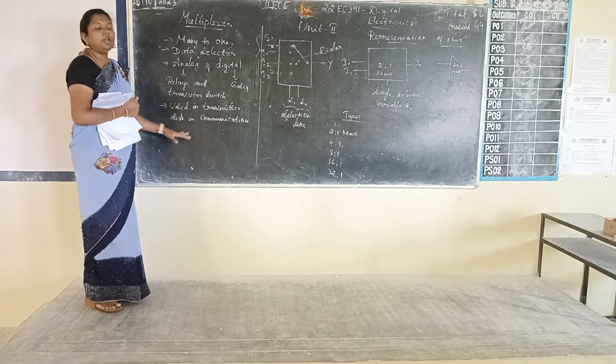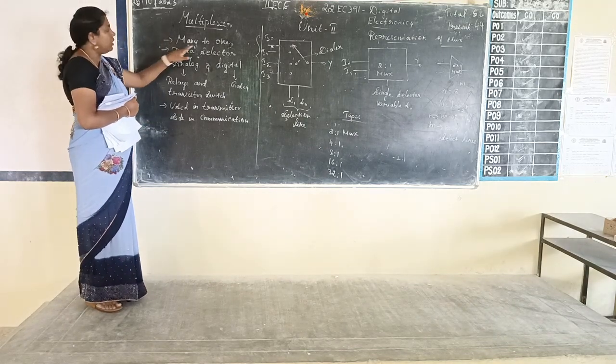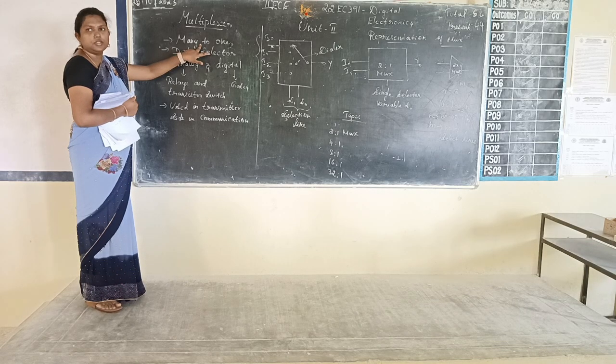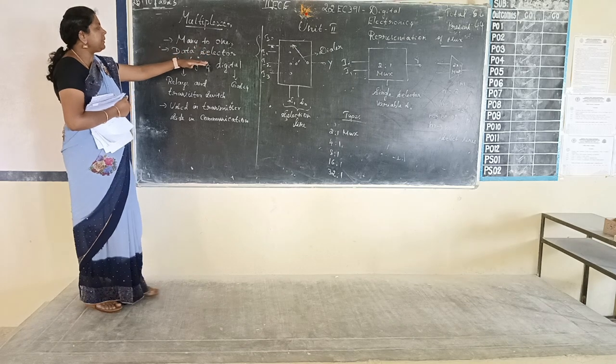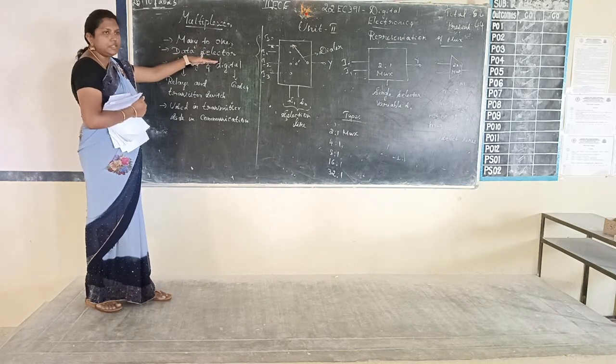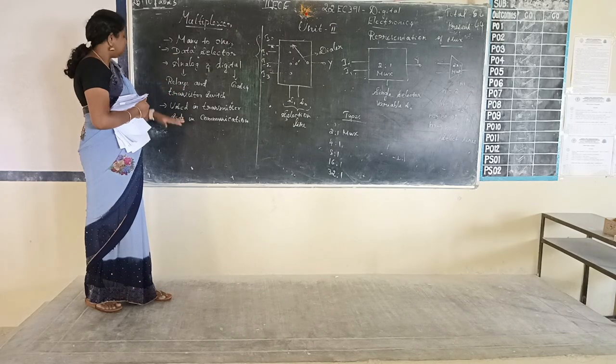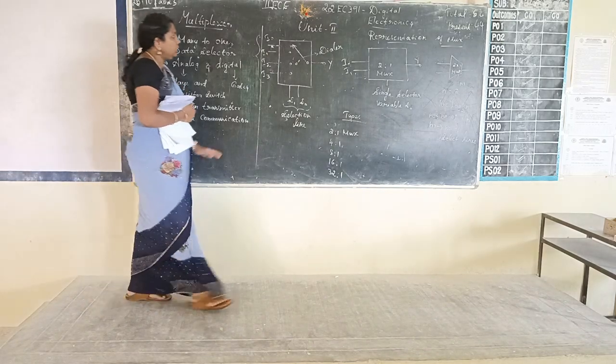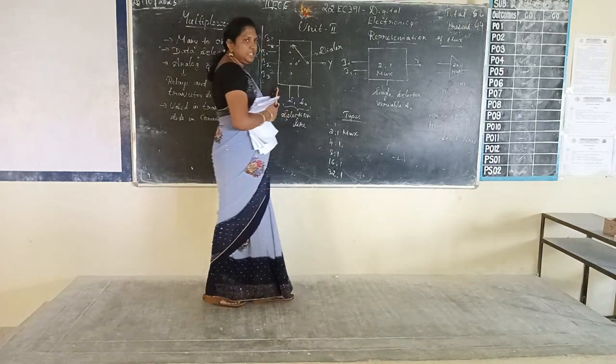Right? So demultiplexer is opposite to this. One to many, it has one input and n number of outputs. Then demultiplexer is also known as data distributor. Then they are used in receiver side in communication systems. Right? So this is the multiplexer.